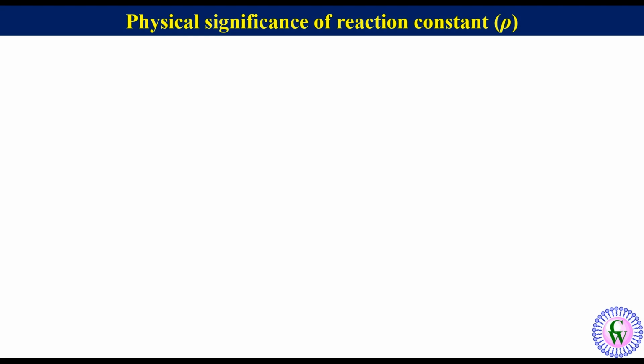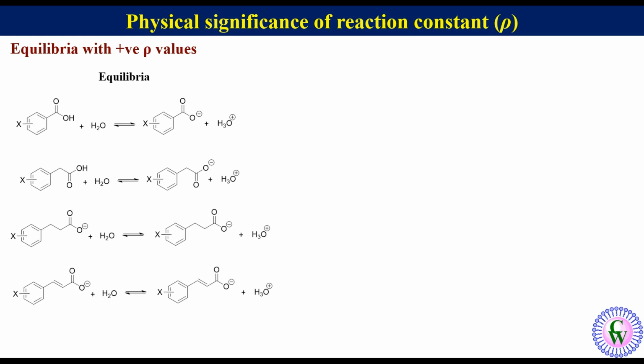Now we will go through examples where we will use the rho values for the interpretation. Let's first have equilibria with positive rho values. We are going to take the example of aqueous ionization of carboxylic acids to study the effect of movement of carboxylic acid away from the ring on rho values. These are four sets of equilibria with corresponding rho values. By definition, it is +1 for the first one. For the second, third and fourth, it is +0.5, +0.2 and +0.5 respectively.